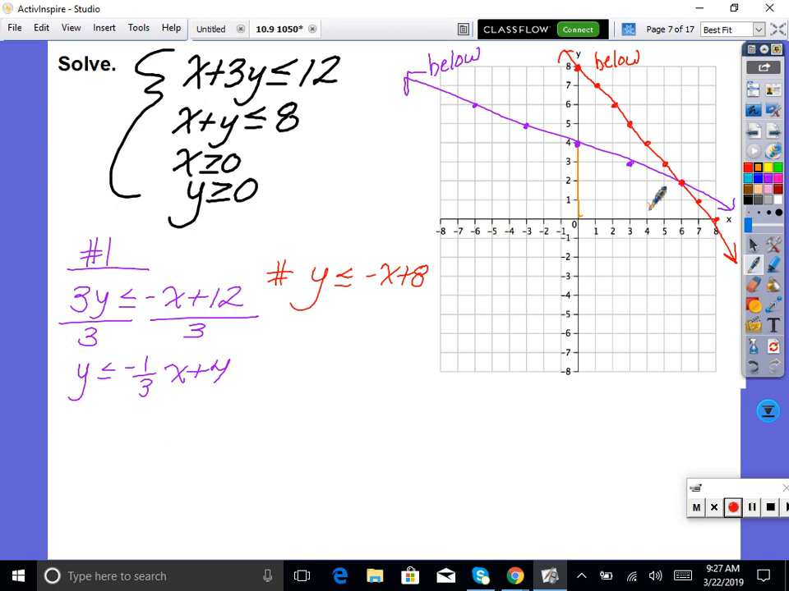And then any y values also have to be greater than 0. So then won't that restrict us just to quadrant 1? Y values down here are negative. You guys see what I'm saying? Y greater than 0 and x greater than 0 would restrict us to quadrant 1. So now there's our shaded region. It's got to be below red and below purple and in that restricted zone. So this would be our solution set, right? Okay, cool.